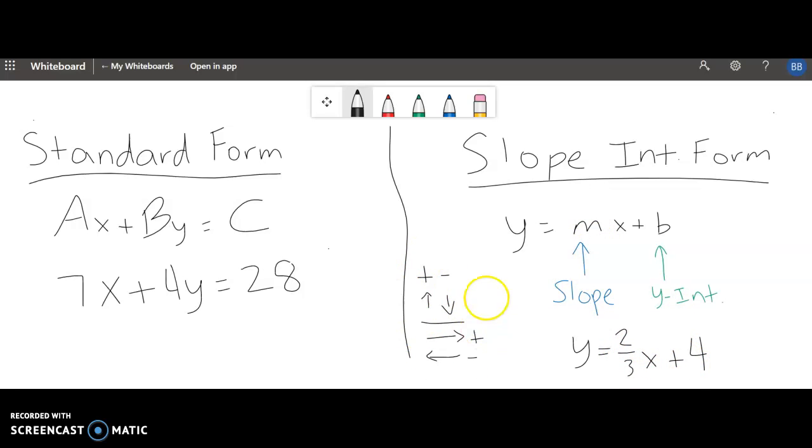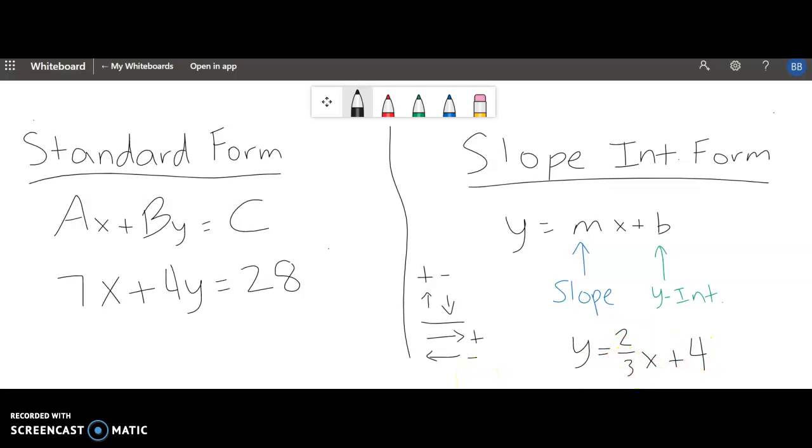And this is just a friendly reminder of how you would graph it. So you would start with the y-intercept of 4. So you'd put a point on 4 for your y-intercept, and then you would go up 2 and right 3 for 2/3. And this is just a guide. So if you have a positive number up here, you go up. If you have a negative number here, you go down. On the bottom, if you have a positive number, you go right. If you have a negative number, you go left. So you'd go to 4, then you go up 2, right 3.